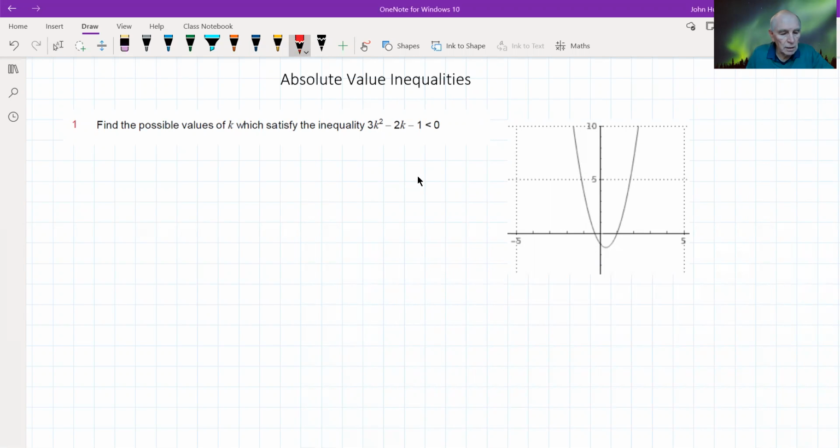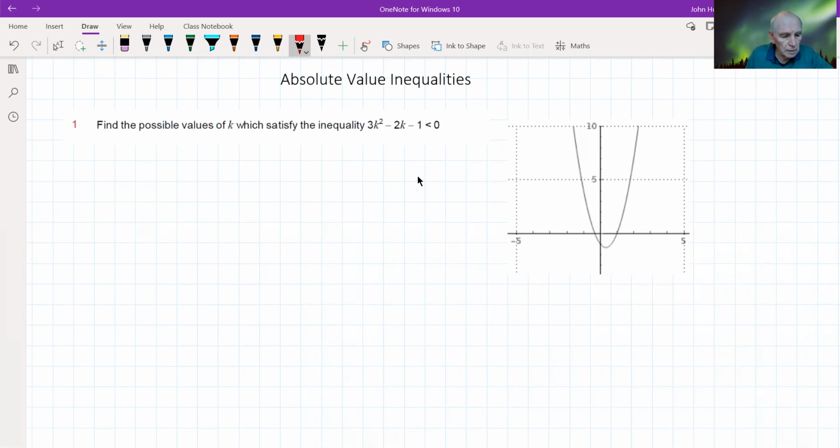Okay, so find the possible values of k which satisfy the inequality 3k squared minus 2k minus 1 is less than 0. I've actually graphed this over here, so this gives us a guide. Obviously, if you're doing an exam, you're not going to be able to do this, but for the purpose of this video, it's quite useful to be able to see it there.